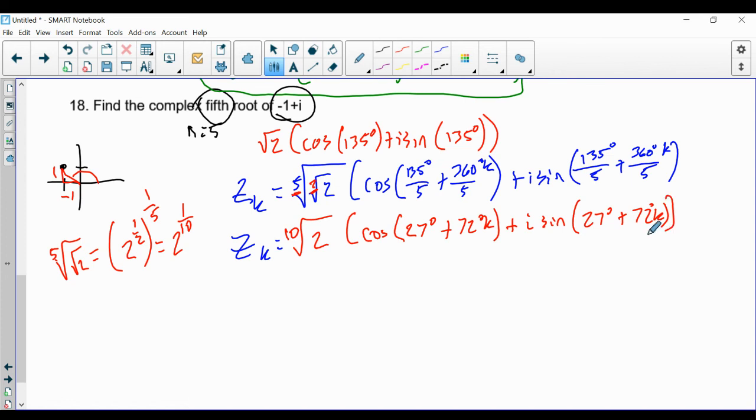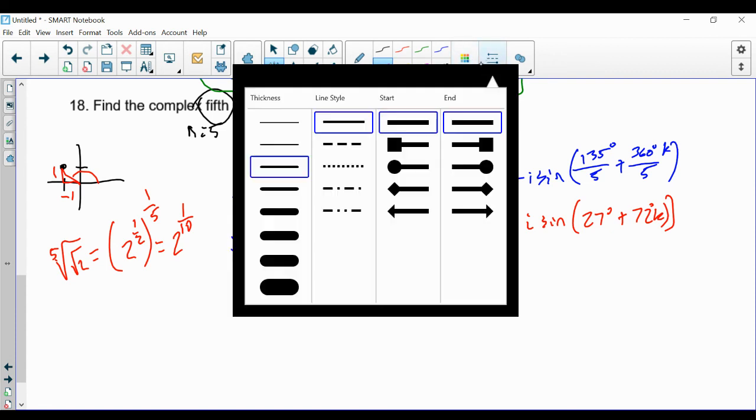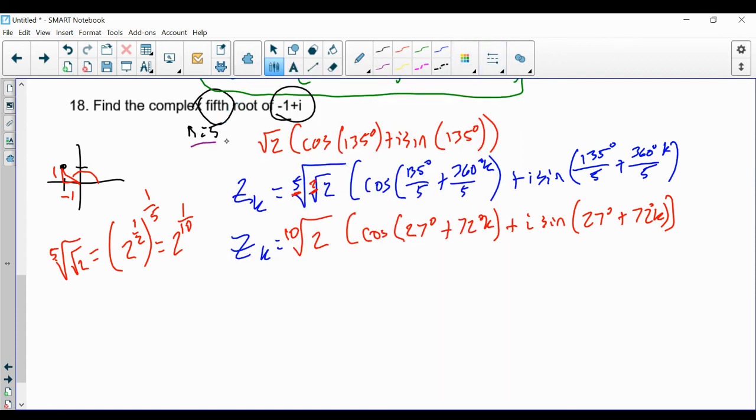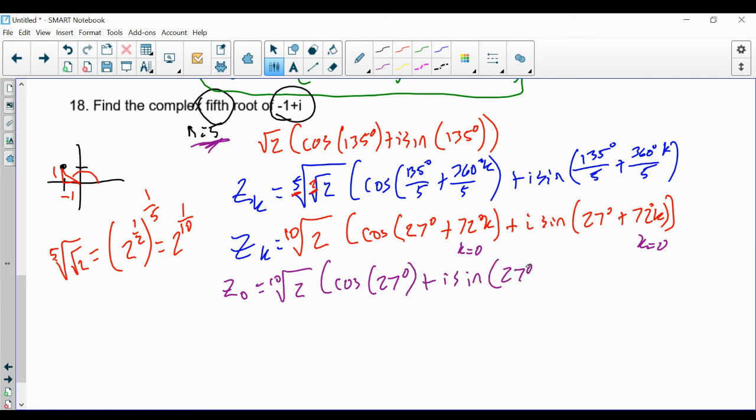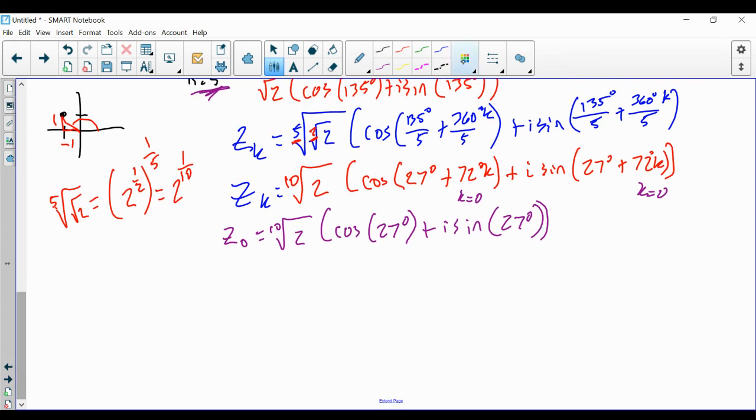All right, so at this point we have it as simplified as it's going to go. So we now just need to get our 5 answers because that's what n is. So again, start with 0. 0 is your best friend. It's going to make it so much easier because k equals 0 means there's nothing there, so it's just cosine of 27 degrees plus i sine of 27 degrees. There's our first answer. Let's keep it going.